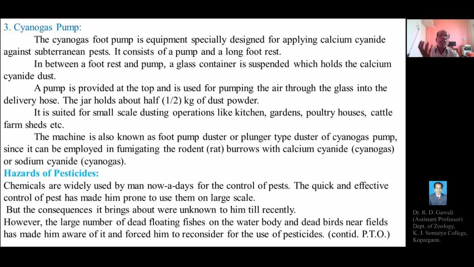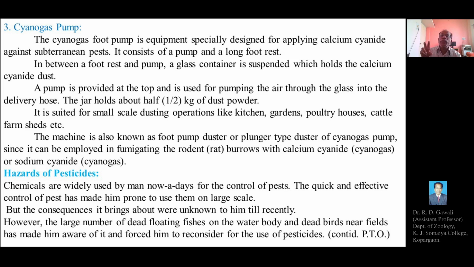It is suited for small scale dusting operations. The cyanogas pump is suitable for small scale fumigation in a kitchen, garden, poultry houses, cattle farm sheds, etc. The machine is also known as foot pump duster or a plunger type duster or cyanogas pump, since it can be employed in fumigating the rodent burrows or rat burrows with calcium cyanide or cyanogas or sodium cyanide, that is also a cyanogas.